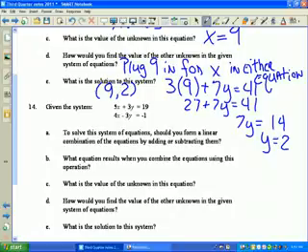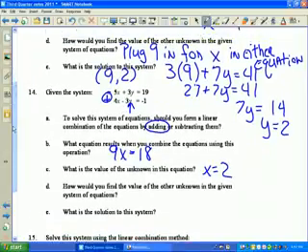Looking at 14, should I add or should I subtract? I should add, because if you look at my y's, they have the same number but different signs. When I add these two, I get 9x equals 18. Therefore, my unknown is x equals 2. How am I going to find the other?